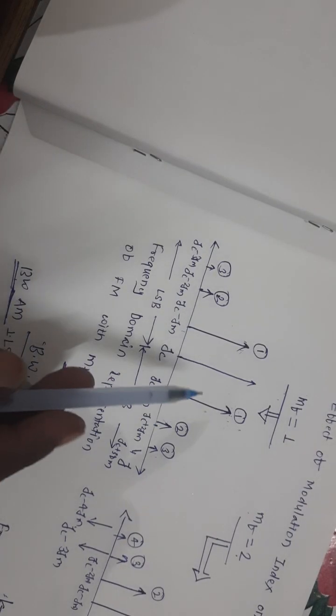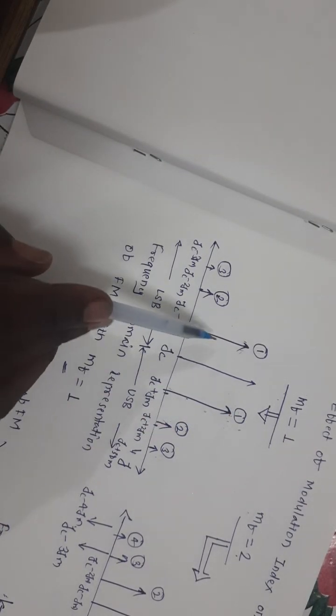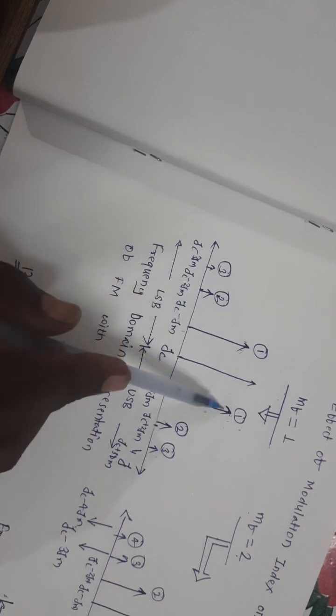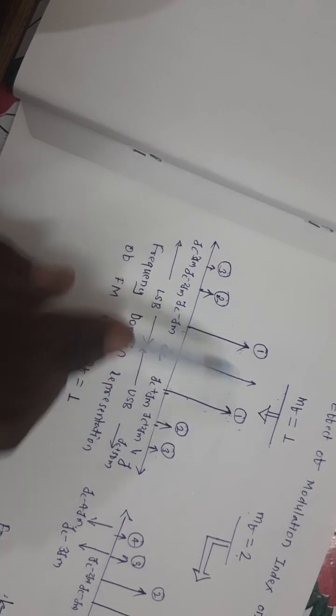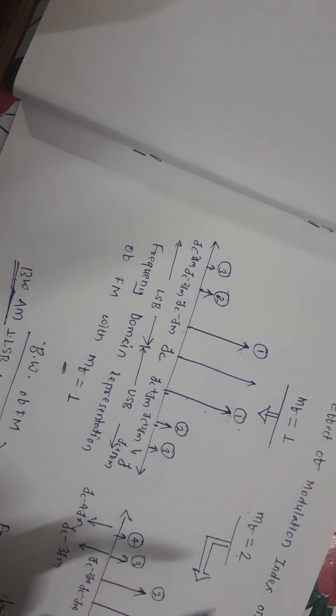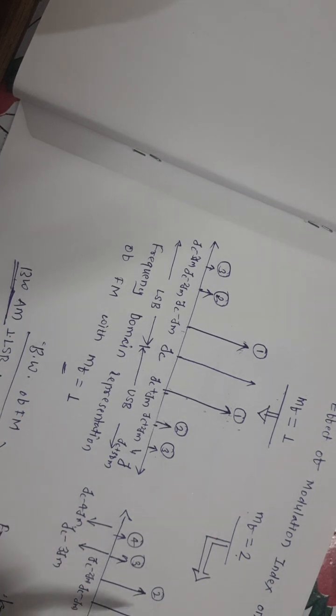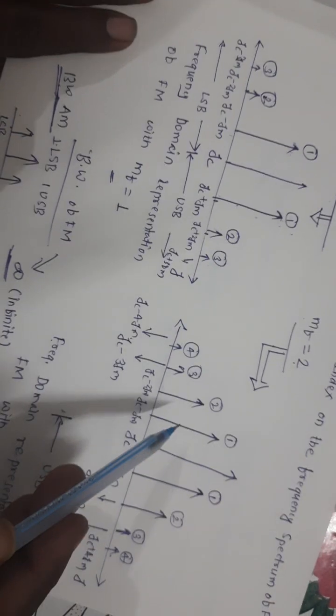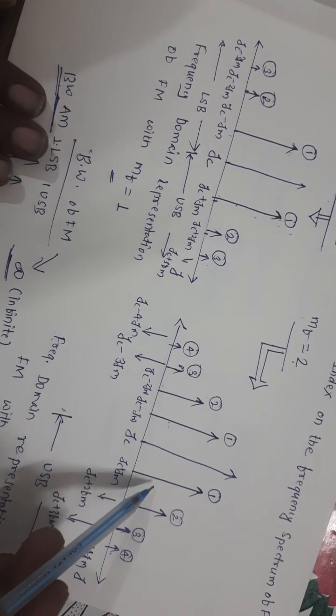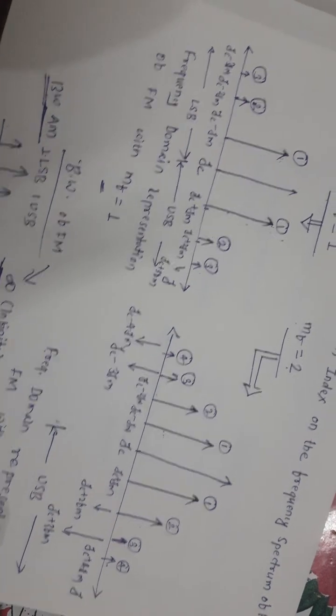Suppose if MF equal to 1, the number of sidebands having significant amplitudes is 2. Similarly, if MF equal to 2, the number of sidebands having significant amplitude is 4. So 2 from the lower sideband and 2 from the upper sideband, right?